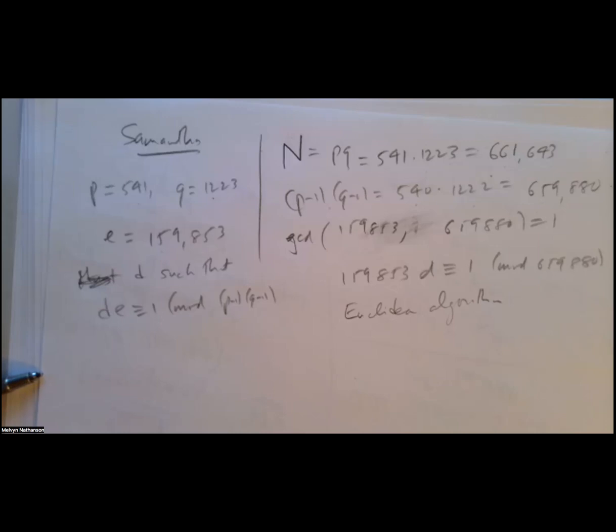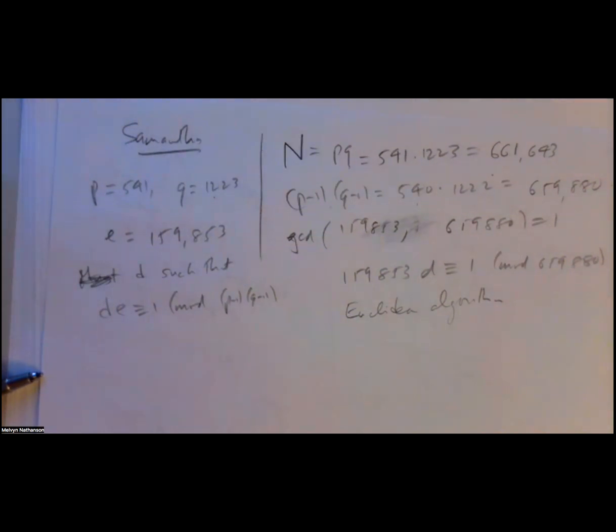Okay, so I think I figured out how to do it. So I'm trying to solve this congruence. I want to solve 159,853 times x is equal to 1 modulo 659,880.